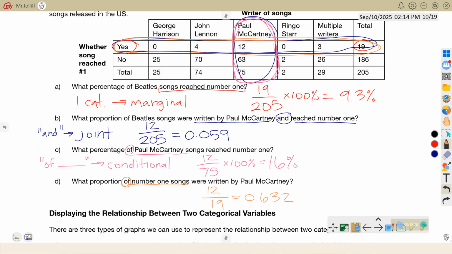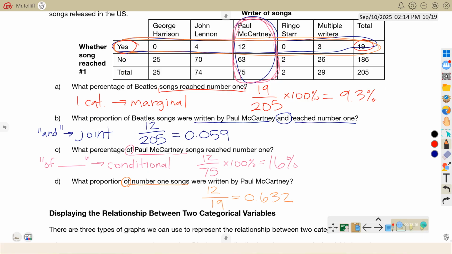So of all of those number one songs, 63.2%, more than half of the number one songs, were written by Paul McCartney. Slightly more impressive when phrased that way.